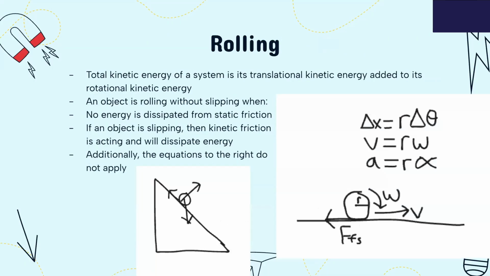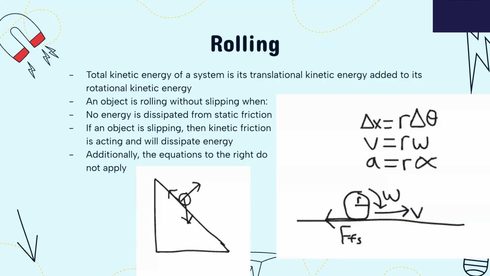Now we're going on to rolling. Rolling without slipping is when an object just rolls on the ground and it's not sliding at all. That means no energy is dissipated from static friction, because it's rolling and there's no kinetic friction. So when an object is rolling, static friction is exerted on the object. But if an object is slipping, then kinetic friction is acting and it will dissipate energy. The equations to the right do not apply if it's not rolling without slipping.